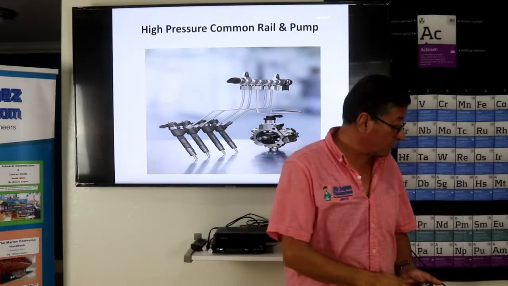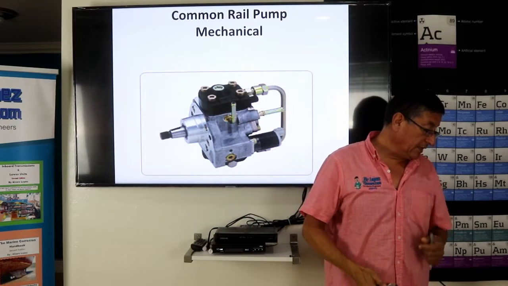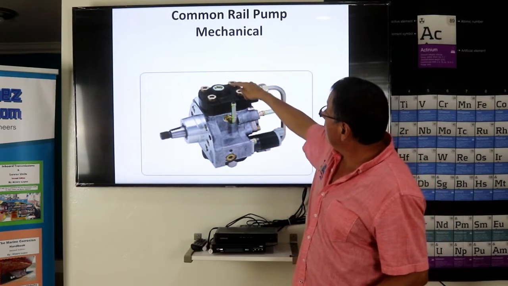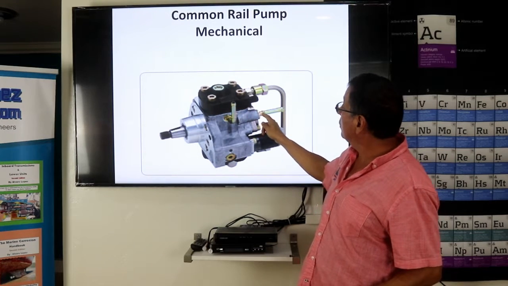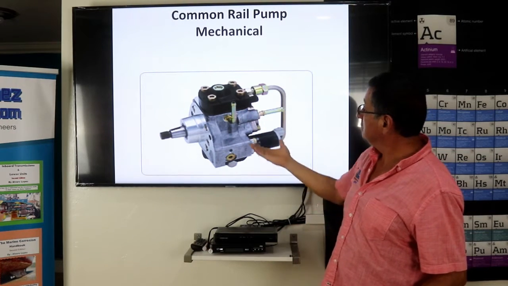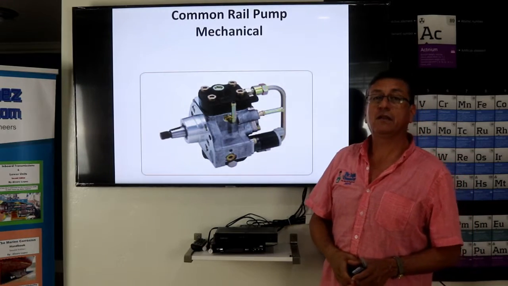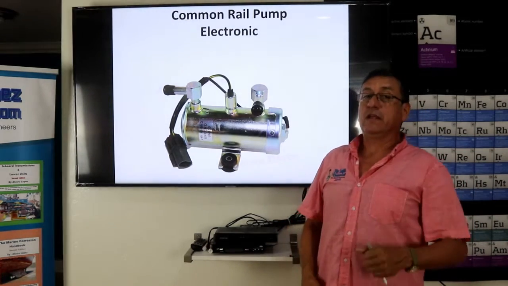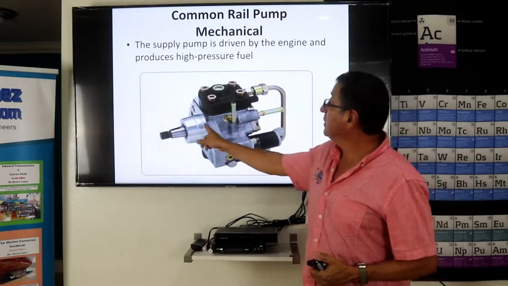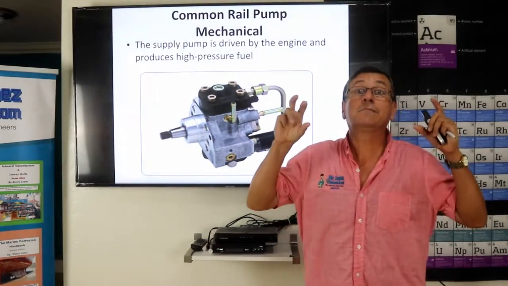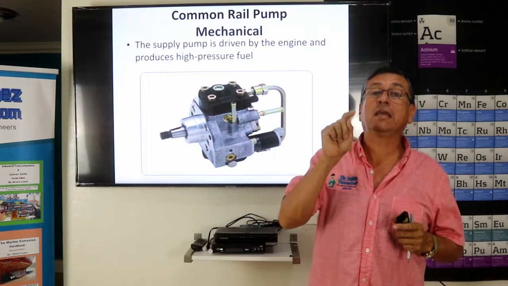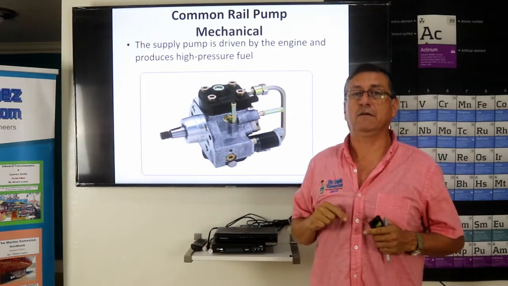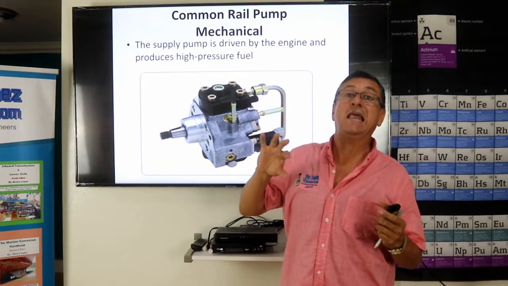Remember, three returns we have over there. This one is the input of the fuel, and the other one is the return. That's the typical fuel injection pump, common rail. My friends, remember, this pump is mechanically connected with the gear of the crankshaft and the gear of the camshaft. This is electromechanical.